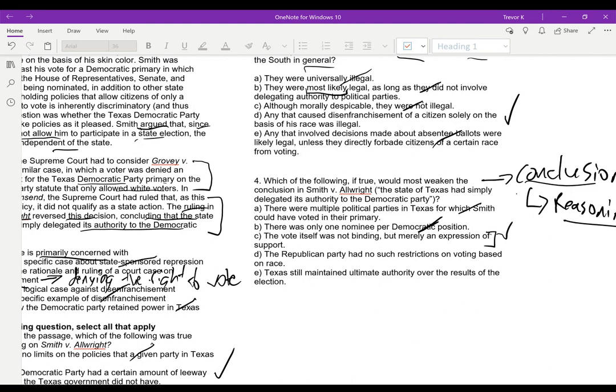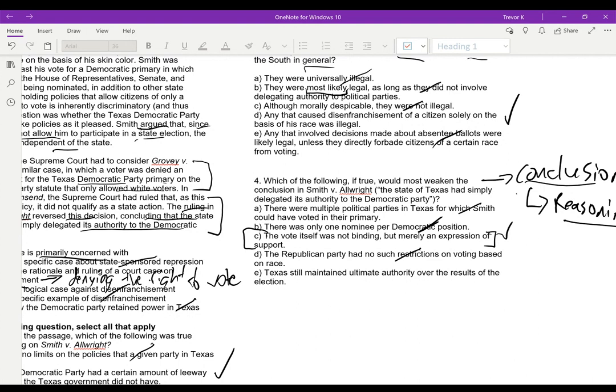C, the vote itself was not binding, but merely an expression of support. Yeah, that seems pretty good, right? Because he's not actually unable to participate in the election. If C was true, he would just be unable to participate in showing support. Okay, cool. Republican Party had no such restrictions on voting based on race. Yeah, I mean, that was probably true, but also it doesn't really matter, right? The point is he couldn't vote in the Democratic Party primary.